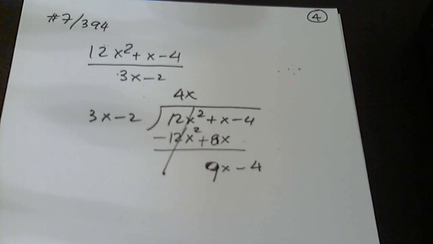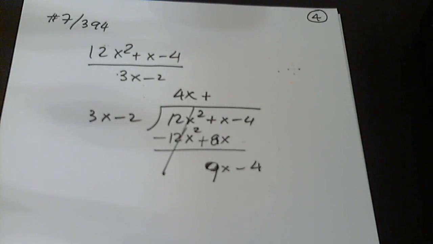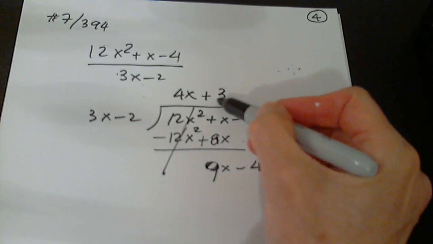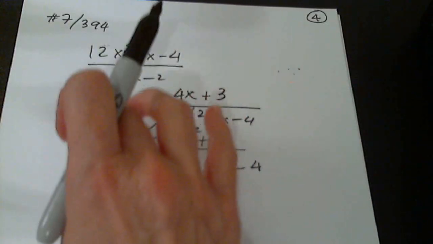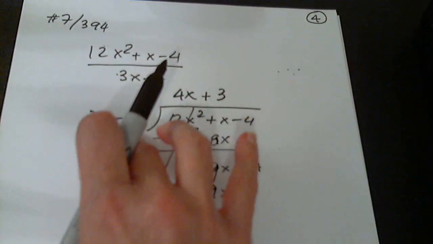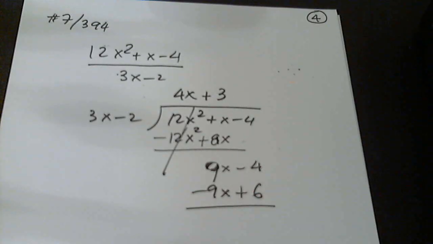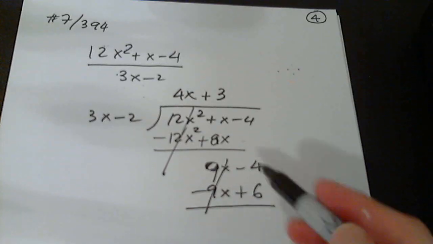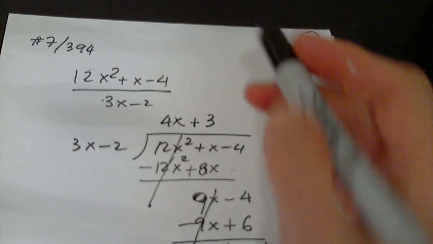3x times what is 9x? We don't lie. What should I have put up there? 3. Indeed. I go back. I have to change the sign. 3 times 3x is 9x. 3 times negative 2 is negative 6. Change the sign. Every time you write underneath, you must change the sign. Gone. 2. Boxed in.